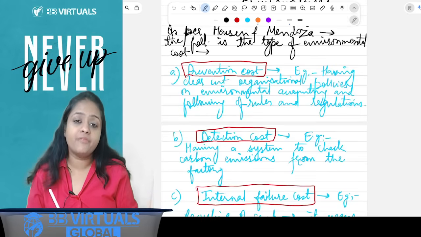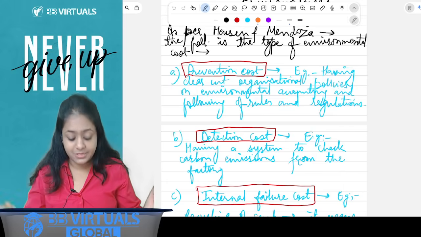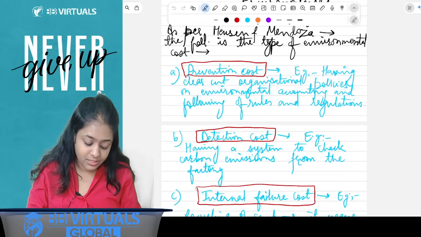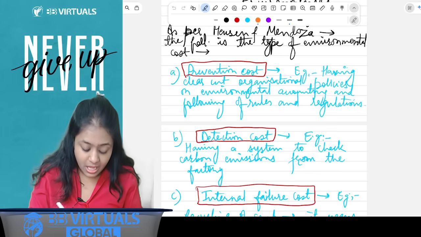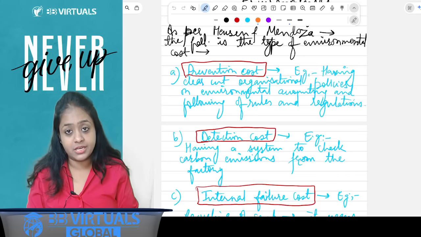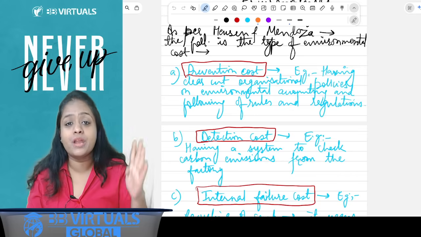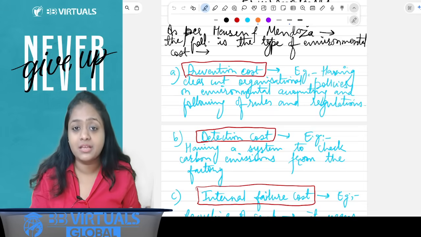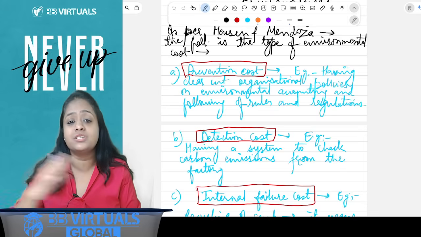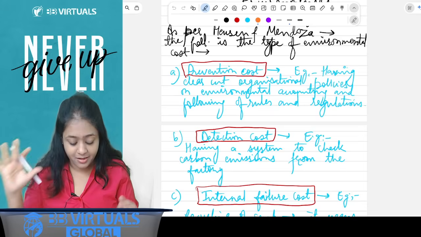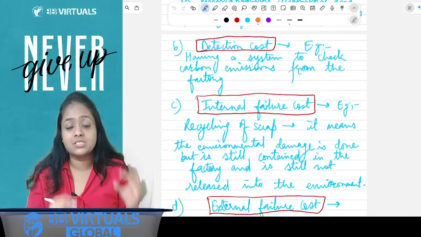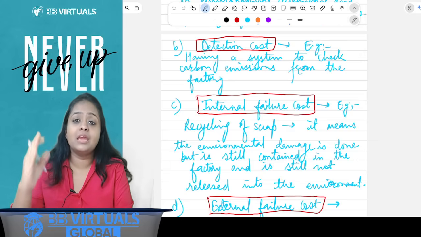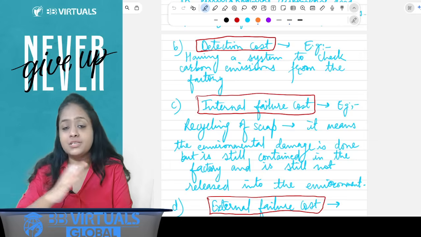Number one, prevention cost. Prevention cost, for example, is having clear-cut organizational policies on environmental accounting and following rules and regulations. So it is a cost that is incurred beforehand. Before the damage is done, we incur this cost to ensure that damages and penalties are not there. Detection cost is the system in place to detect whether any environmental rules and regulations are breached or not.